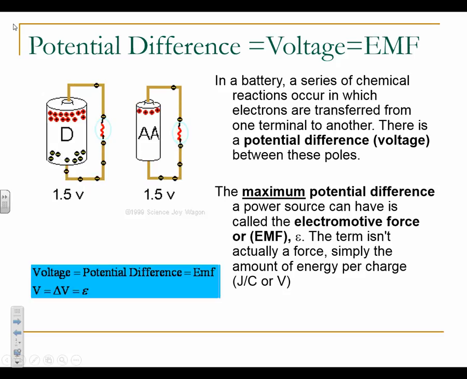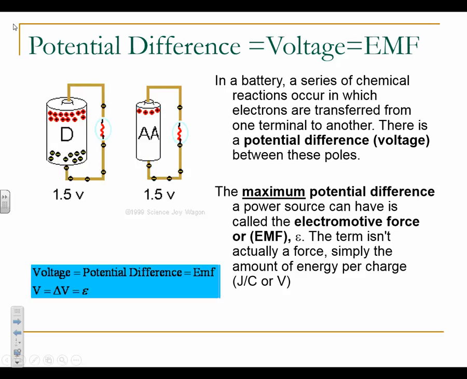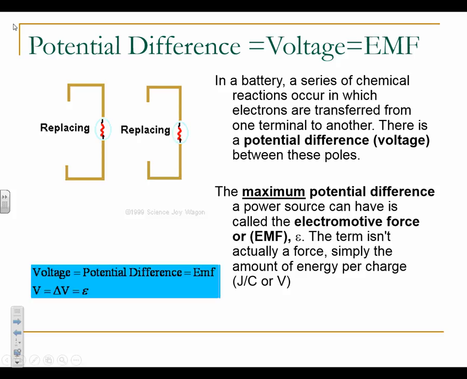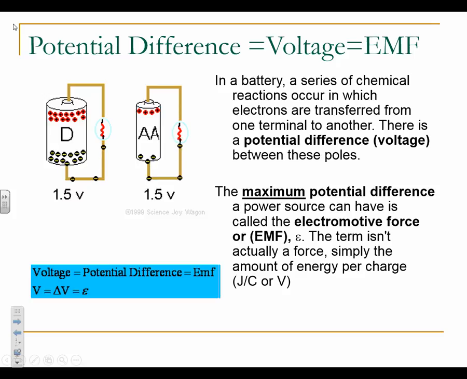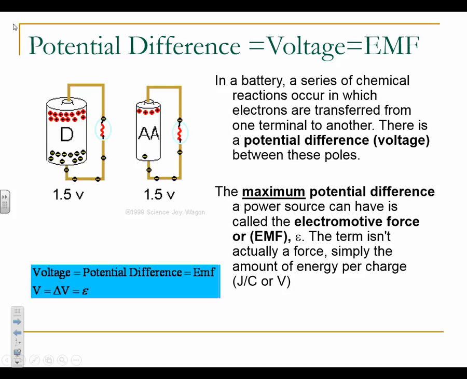So in a battery, a series of chemical reactions occurs in which electrons are transferred from one terminal to another. This is a redox reaction, by the way, in your chemistry class. There is a potential difference then between these poles because of the transfer of those electrons from one terminal to another. The maximum potential difference a power source can have is called its electromotive force, which is why we also call this its EMF. The term isn't actually force, simply the amount of energy per charge.